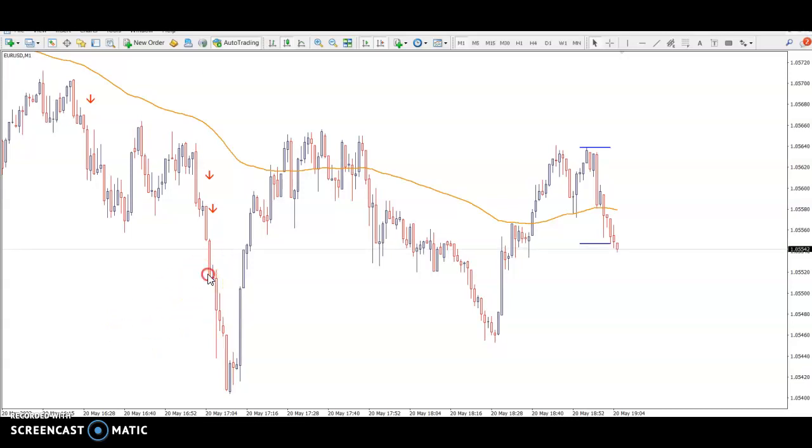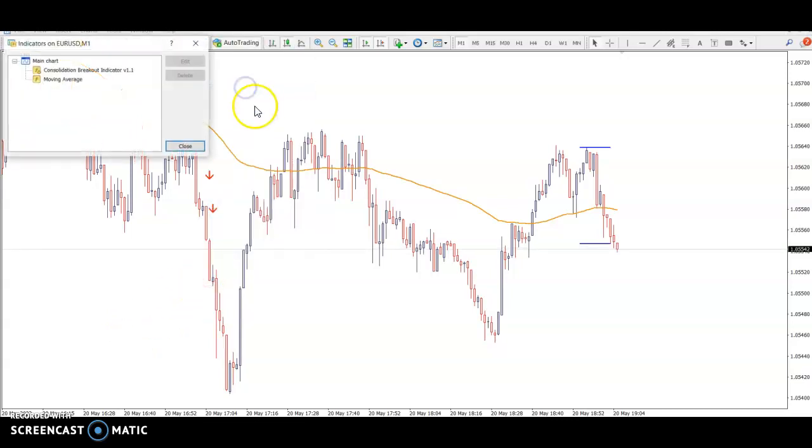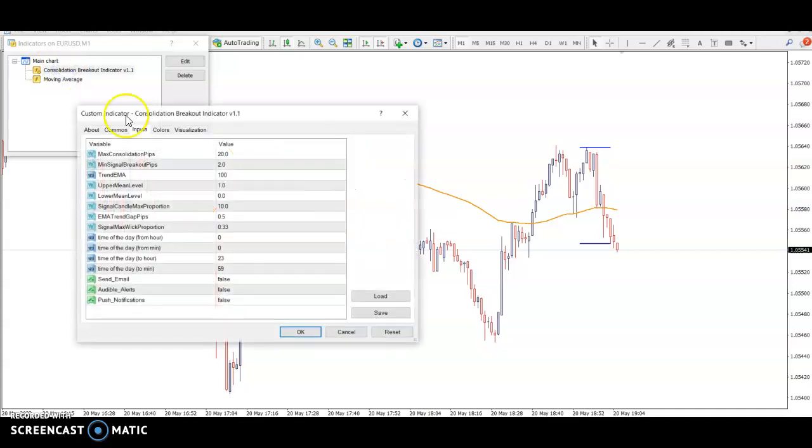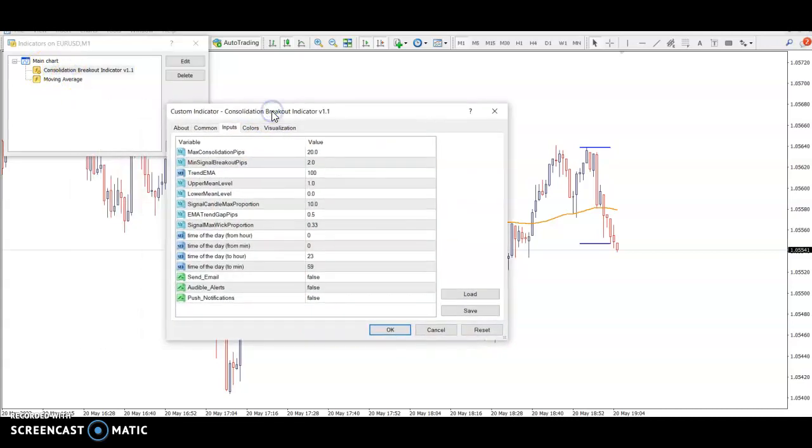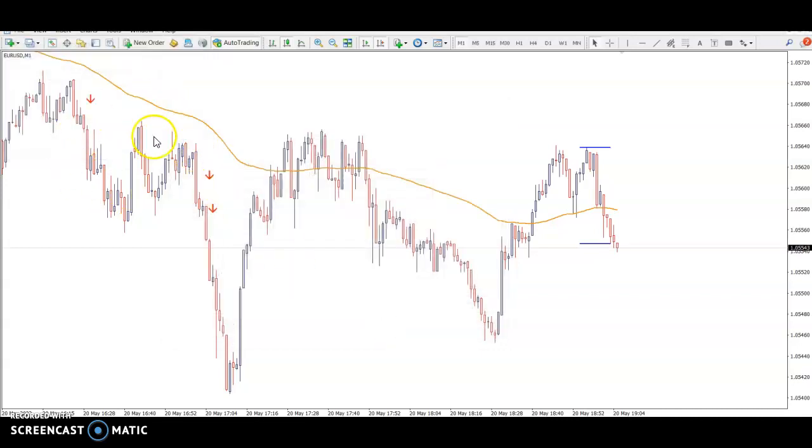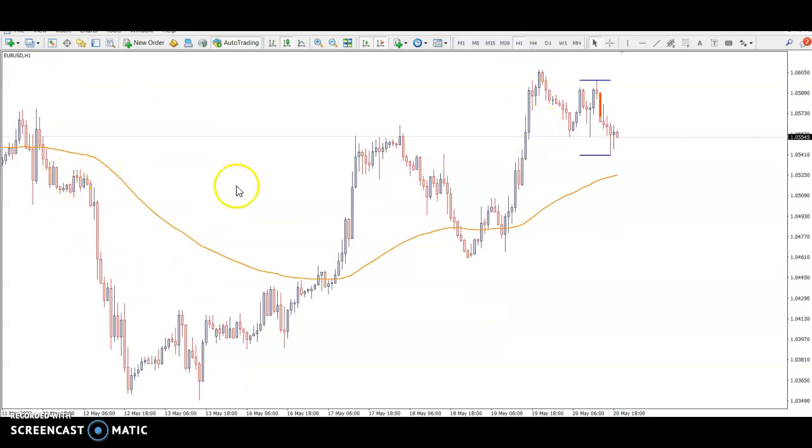Okay, so we are going to have a look at the consolidation breakout indicator settings and how to set them for the time frame and the pair that you want to trade them on. So first of all, of course, you load it onto the chart. Here I've got Euro USD M1, and you can see we've got a few signals here. But what if I was going to be wanting to trade on H1? There's nothing here.